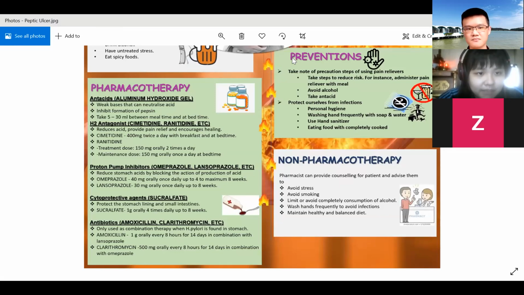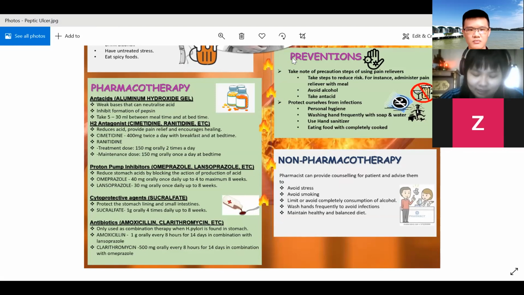It's a weak base that can neutralize acid. It means that it can react with gastric acid to form salt, which means it can lower acidity of the stomach and can treat peptic ulcer. It also inhibits the formation of pepsin. Take this drug 5 to 30 ml between meal time and bedtime.